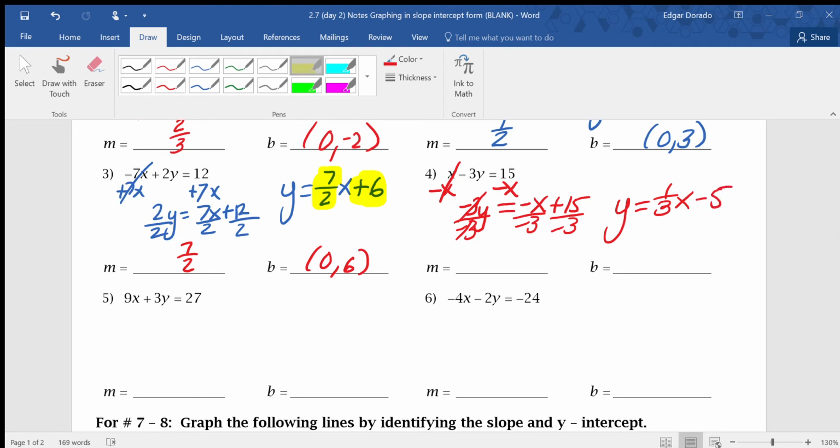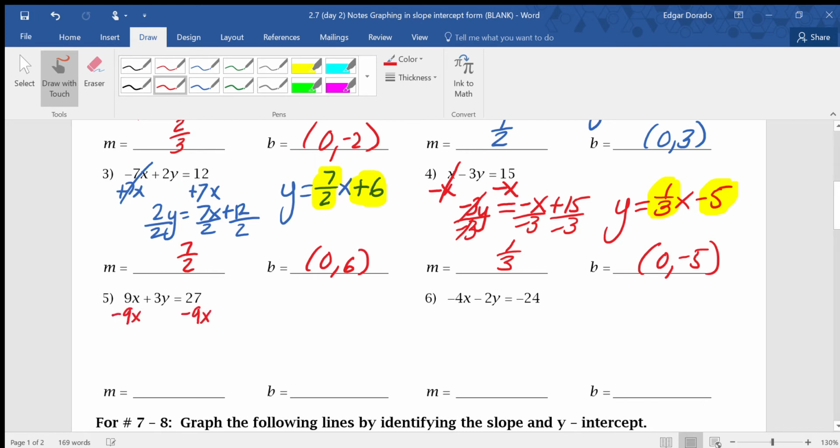So once again, 1/3 and -5. So I get 1/3 for my slope, 0, comma, -5 for my y-intercept. So hopefully you guys got a similar answer. And let's just go ahead and keep the ball rolling.